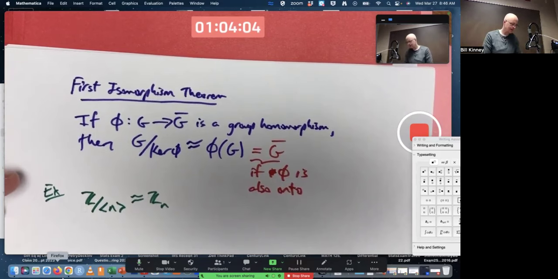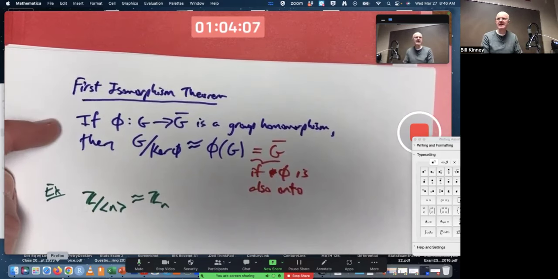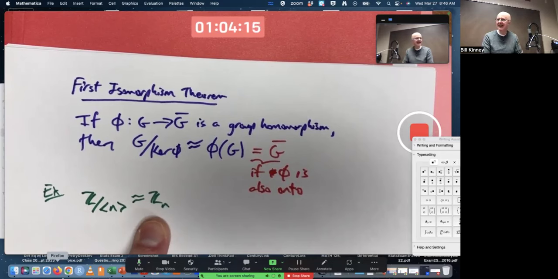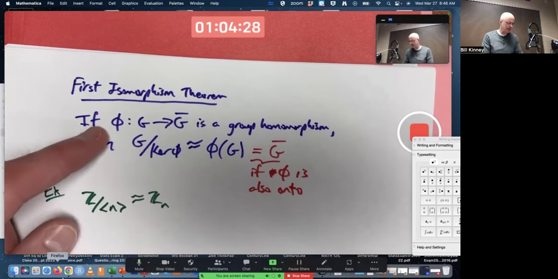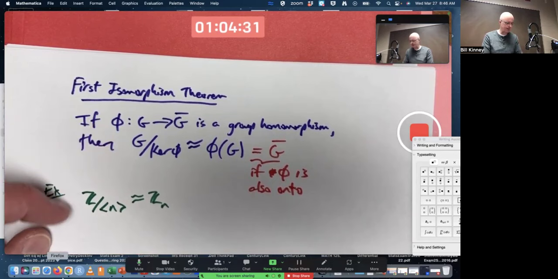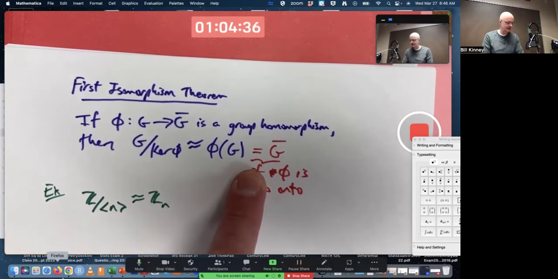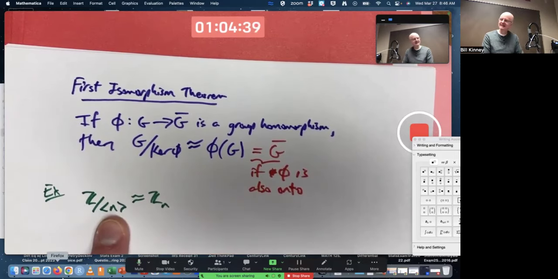How? I guess I've got to come up with a phi that maps Z onto Zn and has a kernel equal to that. To apply this first isomorphism theorem to show this, think about it. Evidently, I'd have to come up with a phi, a group homomorphism from Z onto Zn, if I'm going to get equality here, with that cyclic subgroup of Z as the kernel.